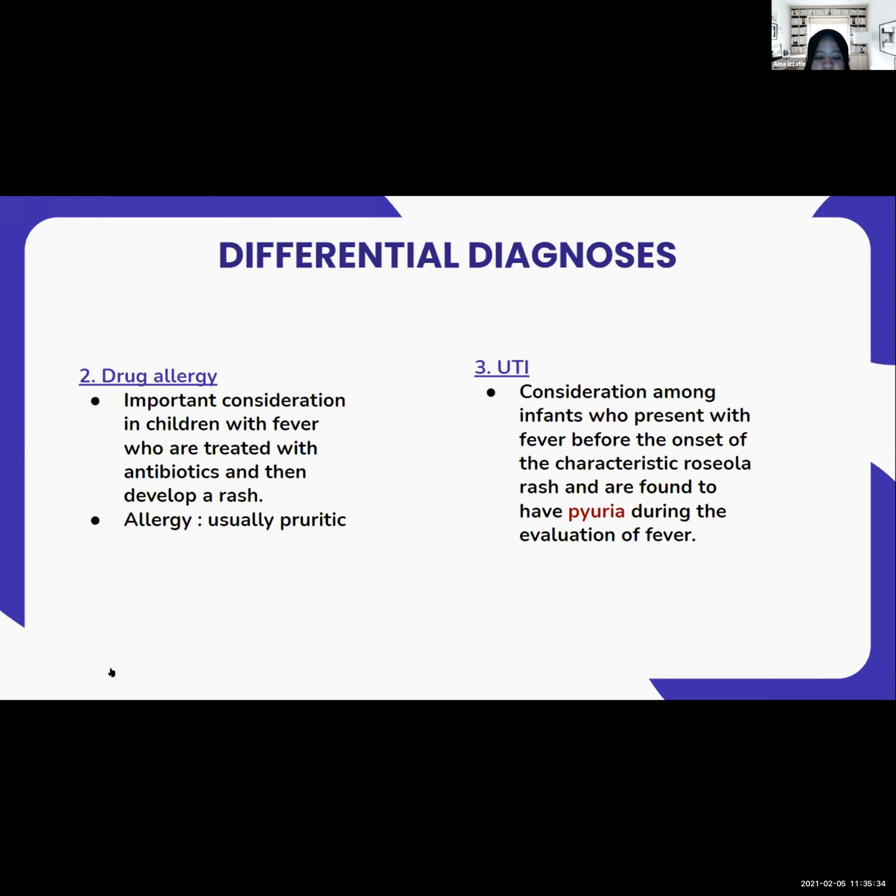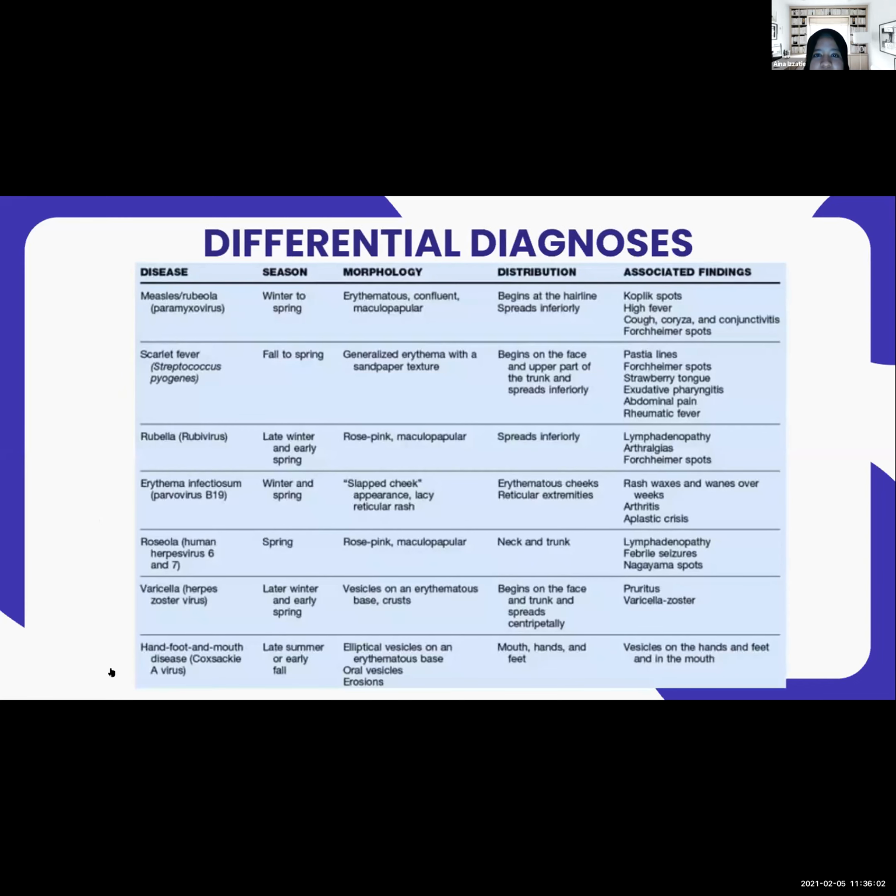The other differentials include drug allergy, which is an important consideration in children with fever who are treated with antibiotics and then develop a rash. But in allergy, the rash is usually pruritic, while in Roseola infantum, the rash is non-pruritic. And if the child presents with pyuria, we need to consider urinary tract infection, thus we need to rule out UTI. Okay, so this is the table of differential diagnosis for the infectious exanthems that I mentioned before, and there are specific clinical presentations which you can go through later, and this one also.